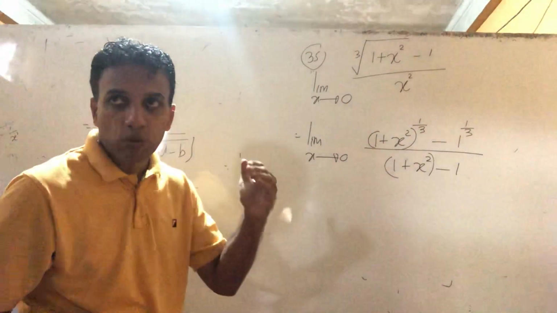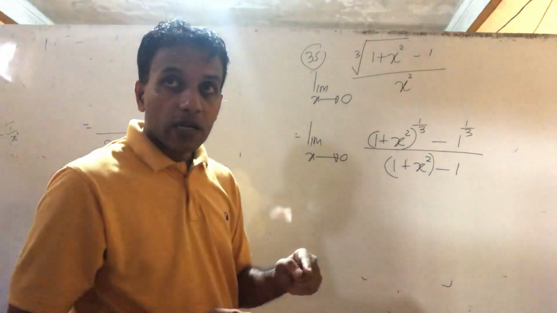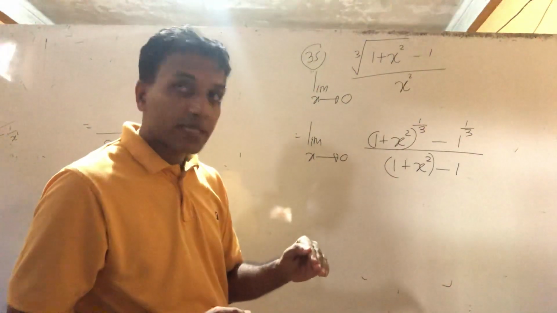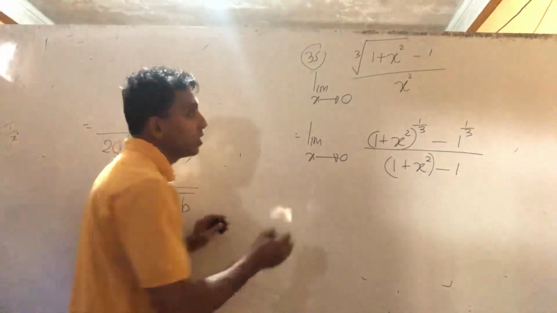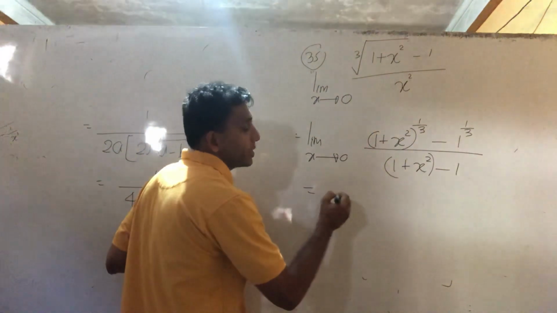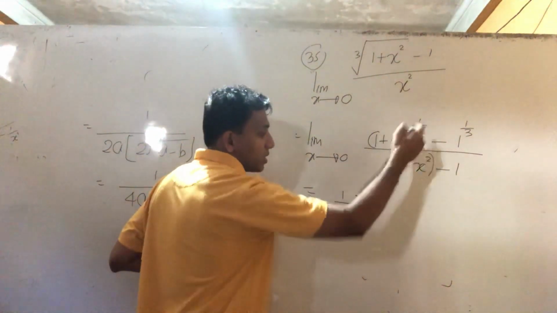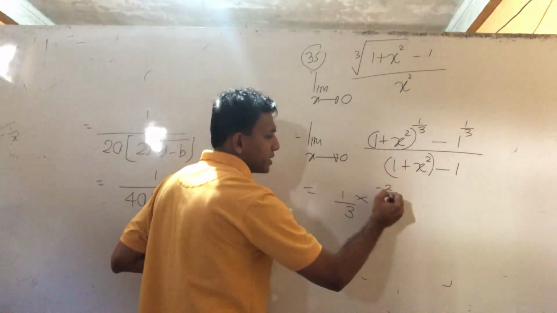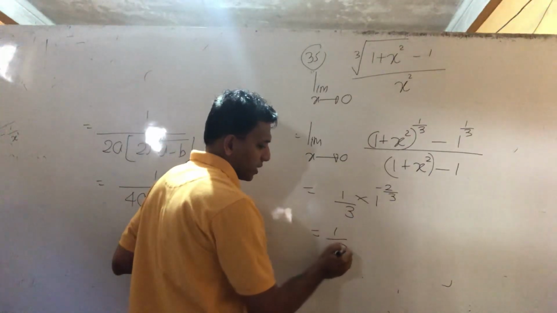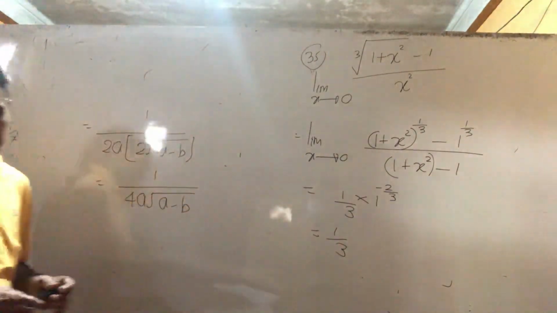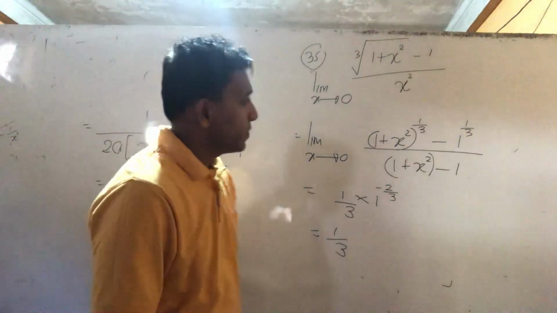Therefore write straight away the rule: x to the power n minus a to the power n over x minus a is what? n a to the power n minus 1. So here n is 1/3, and a to the power n minus 1 is a to the power minus 2/3, with a equal to 1. Therefore the answer is 1/3. That's the answer by the simple method.